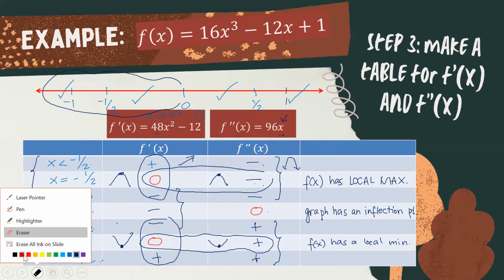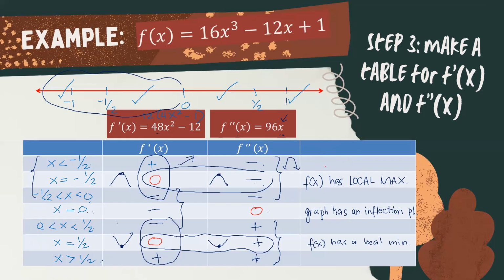Let's use naman a different color, say the maroon. Yan. Increasing na concave downward. So it's like this. Tapos sa susunod naman, syempre, decreasing, tapos concave downward pa rin. So it's like this. Decreasing pa rin, pero concave upward na. So it's like this. Ay, decreasing pa rin, sorry. Decreasing, pero concave upward na. So it should be like this.